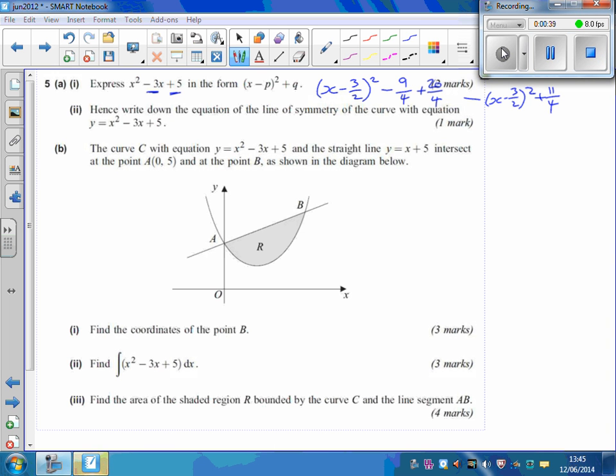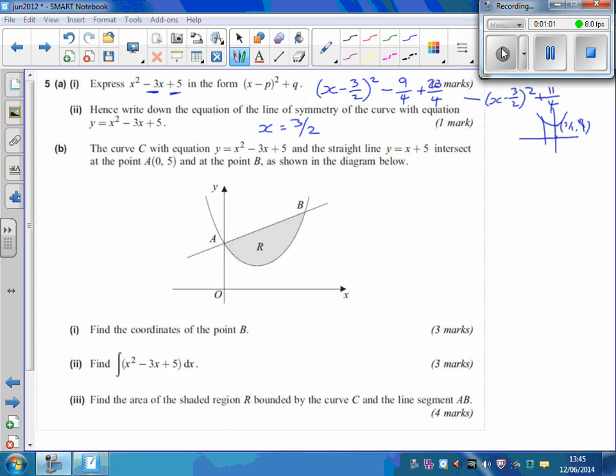So the line of symmetry with this thing here, well, it's a quadratic graph, isn't it? Its minimum point here is going to be at 3 over 2, 11 over 4. So its line of symmetry straight down there at x equals 3 over 2. Actually, the next bit's got nothing to do with it, has it?